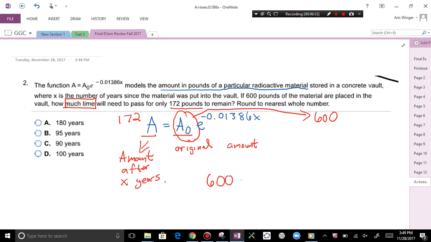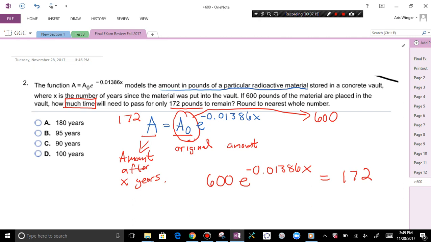And the equation is 600e to the negative 0.01386x is equal to 172. We need to solve that. This is related to the last homework assignment that I've opened.